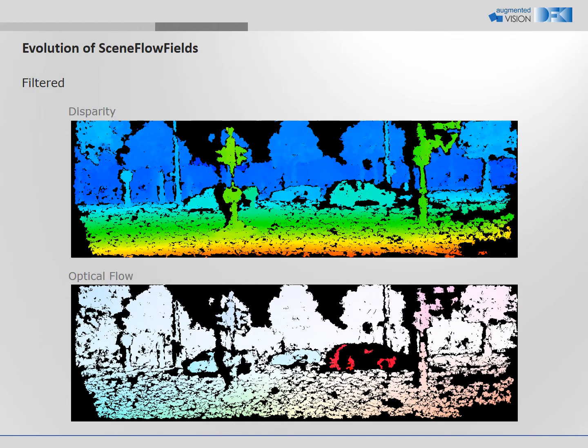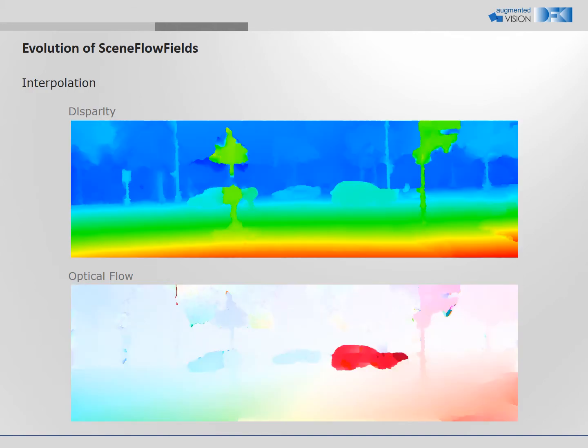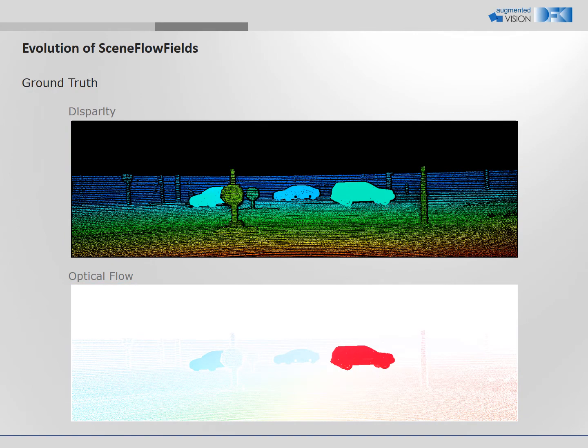Afterwards we use a consistency check to remove outliers. We fill up gaps of the filtered results by edge preserving interpolation. The optional ego motion model further refines the results, which are very accurate compared to ground truth.